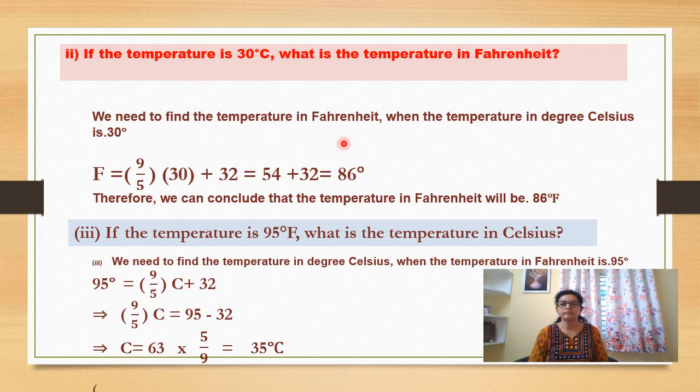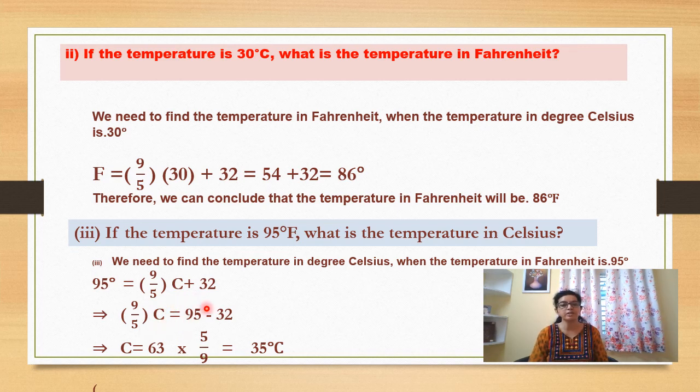Now, if the temperature is 95 degrees F, what is the temperature in Celsius? Now here also, but this is a reverse order. Here Fahrenheit is given and we are going to convert the temperature into Celsius. I told you we are going to use the same formula, but this time we will replace F with 95 and C will remain the same. The variable C will be the same, and we are going to replace F with 95. So 95 is equal to 9 upon 5 multiplied by C plus 32.